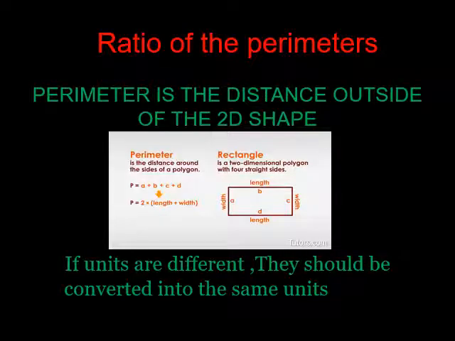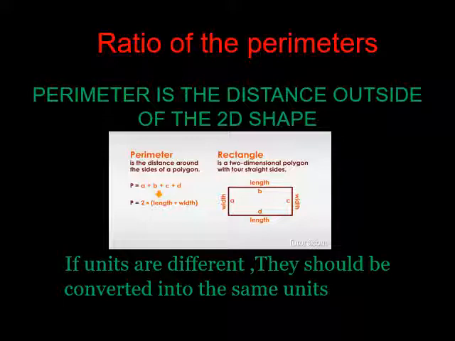Now let's see ratio of the perimeters. You have learned in the previous grades how to find the perimeter. What is perimeter actually? It is the distance outside of the 2D shape. You can find the perimeter of a rectangle by adding all the sides, or else you can use the formula 2 into length plus width.